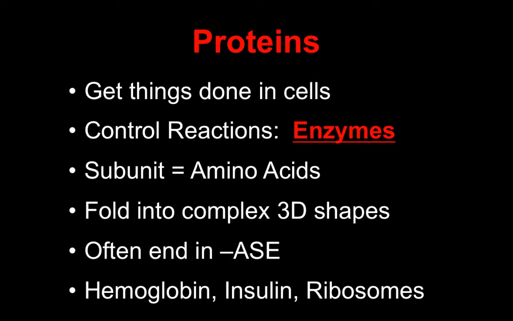Some examples of proteins include hemoglobin, which is found in blood cells and helps transport oxygen, insulin, which helps cells take up sugar and, if not being produced, leads to diabetes, and ribosomes, which are organelles found in all cells that also make proteins. So notice all of these things are getting something done in the cell.